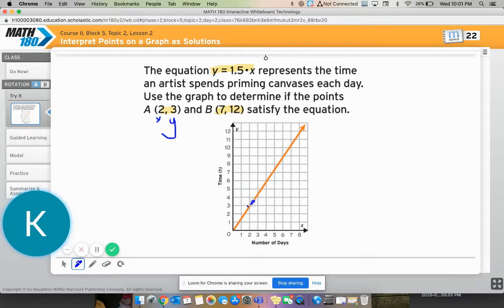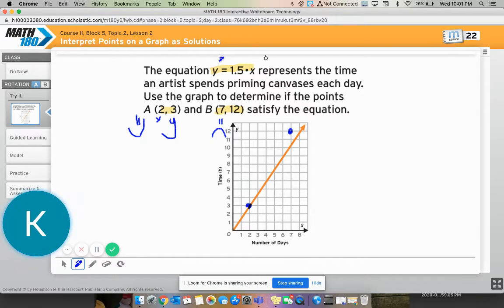Do you see how that point is on the orange line? That means that this satisfies the equation. It's on the line, so it works. Let's check (7, 12). We go over 7, up 12, and you see how this point, not a line, this point is not on the line. That means that this point does not satisfy the equation. It satisfies the equation when the point is on the line.